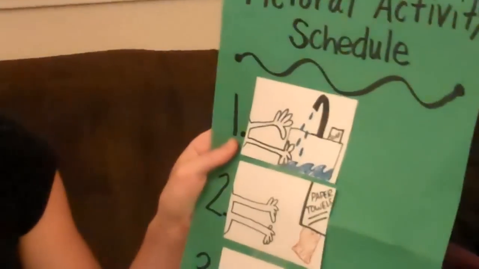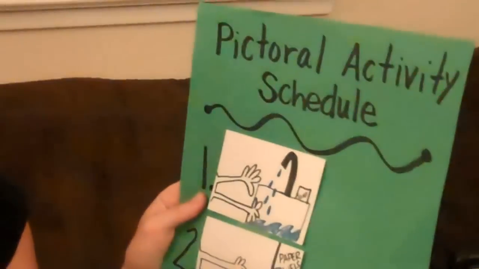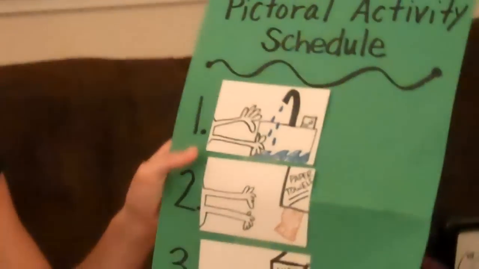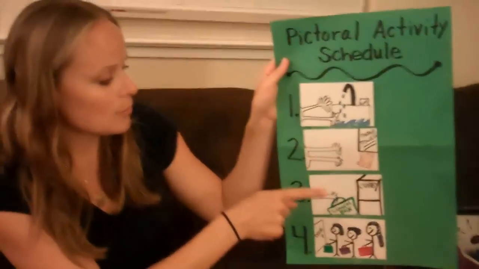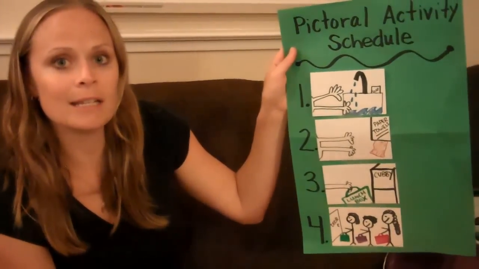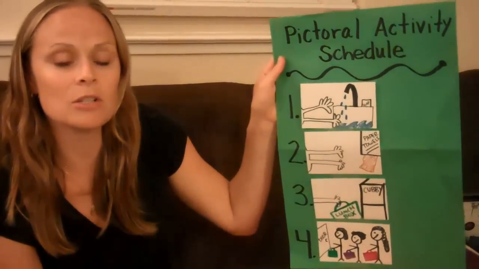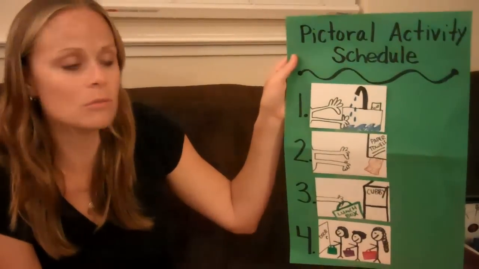Another strategy that has been highly researched that can help students with ASD when it comes time for transitions is a pictorial activity schedule. A pictorial activity schedule can be placed in the center of the room or at a student's desk, whatever is most convenient for the teacher and the student in that particular class. A pictorial activity schedule shows with pictures exactly what activities are going to take place during a transition time or throughout the school day.